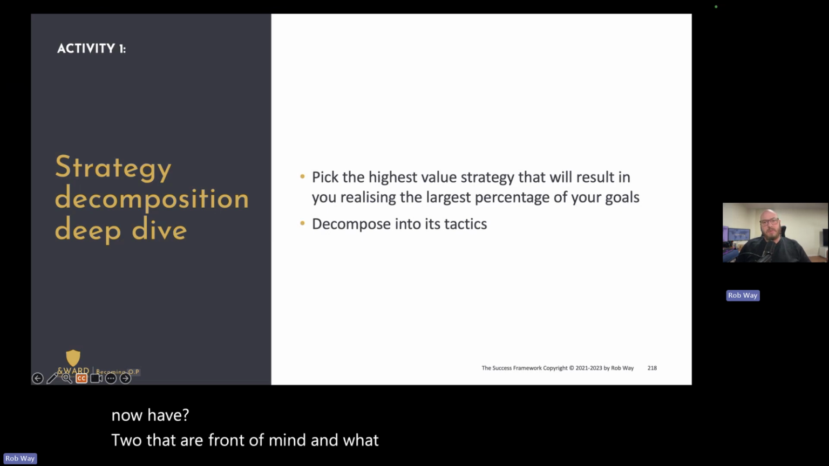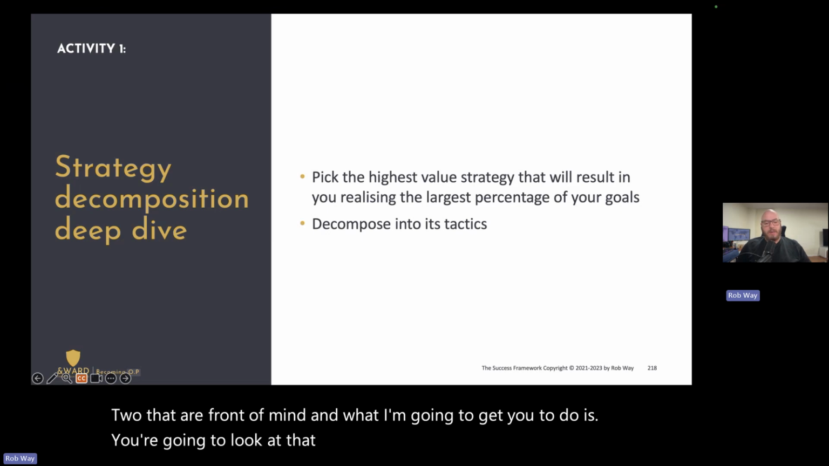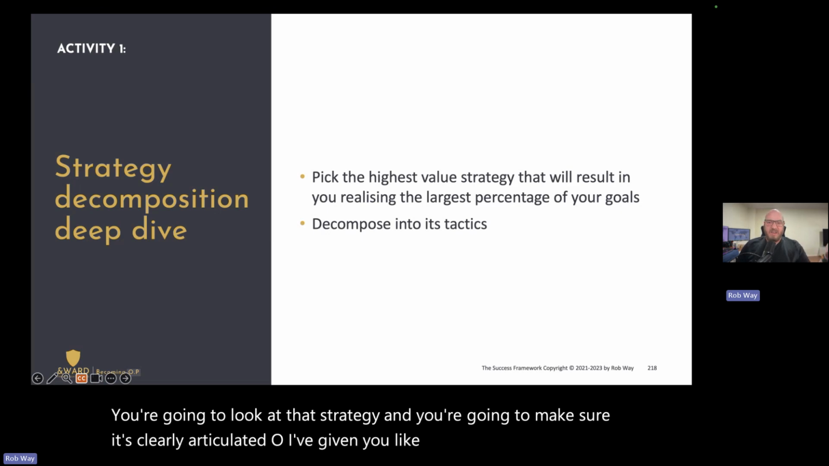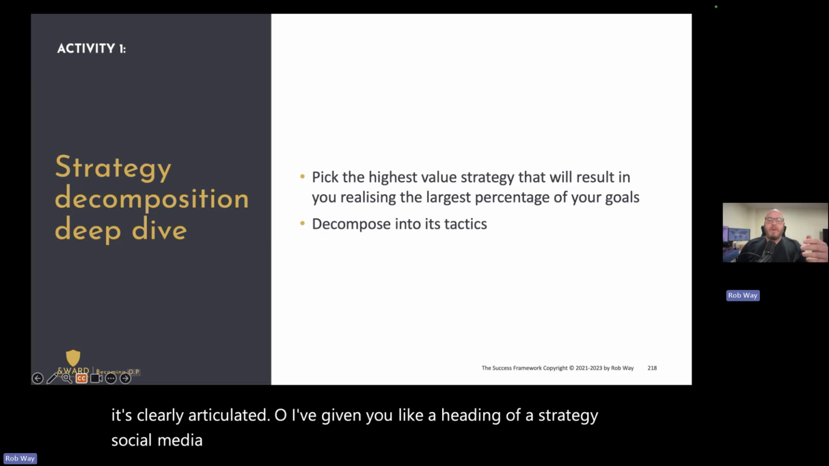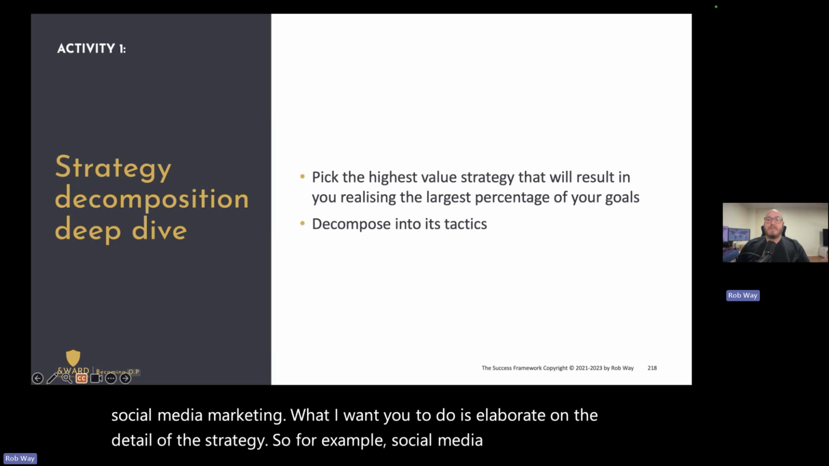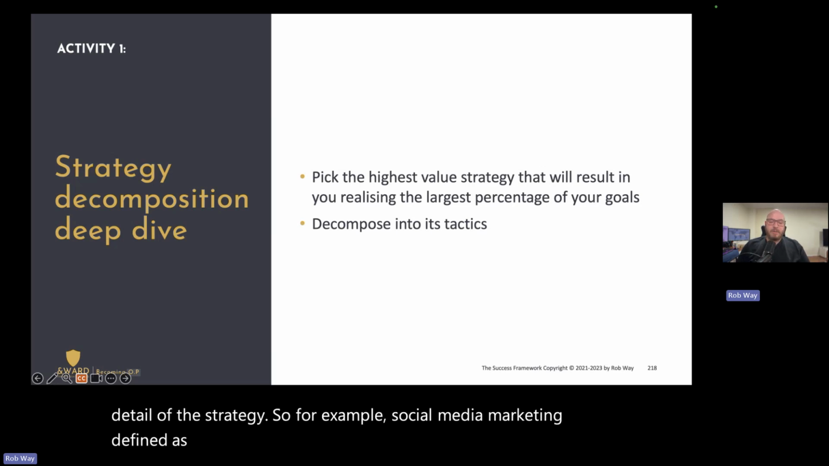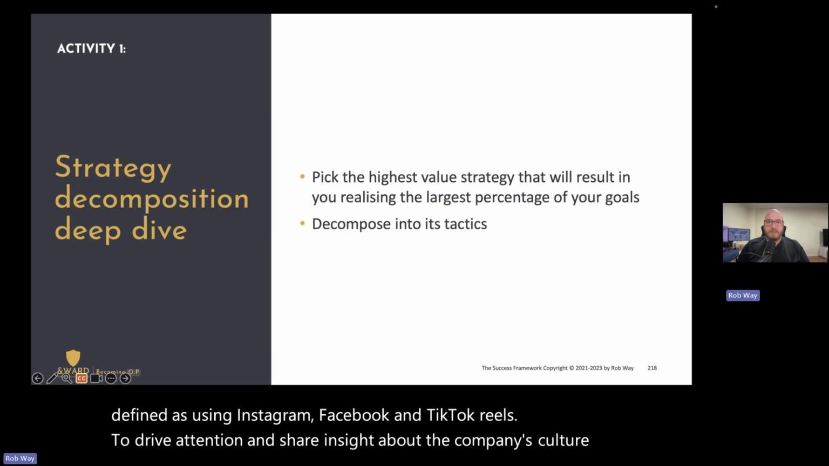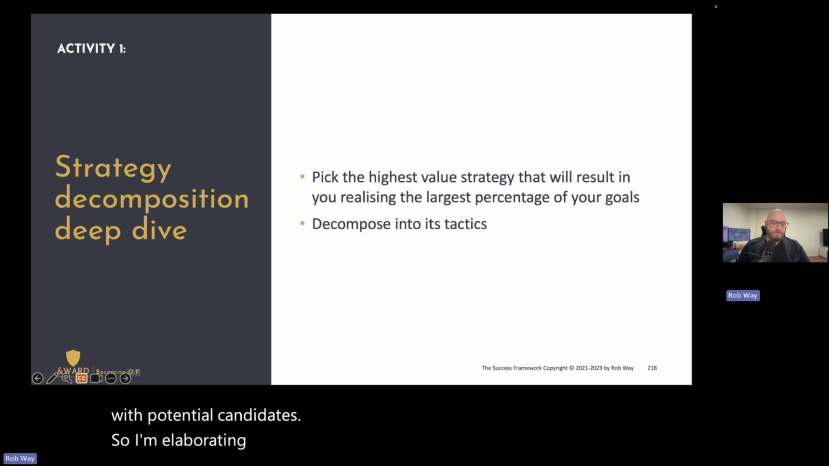And what I'm going to get you to do is you're going to look at that strategy and you're going to make sure it's clearly articulated. So I've given you like a heading of a strategy, social media marketing. What I want you to do is elaborate on the detail of the strategy. So for example, social media marketing defined as using Instagram, Facebook, and TikTok Reels to drive attention and share insight about the company's culture with potential candidates. So I'm elaborating on the strategy.